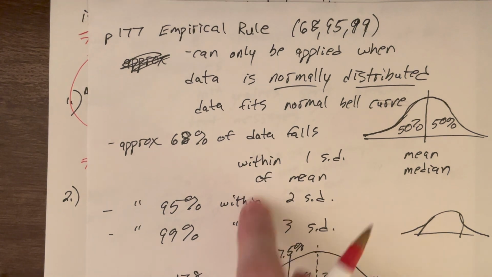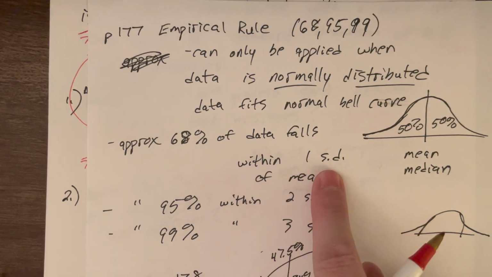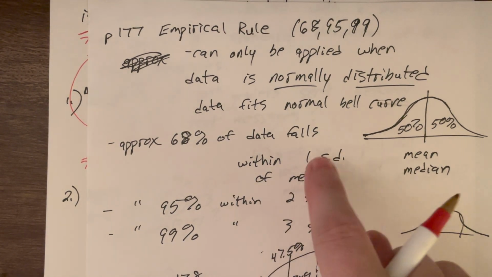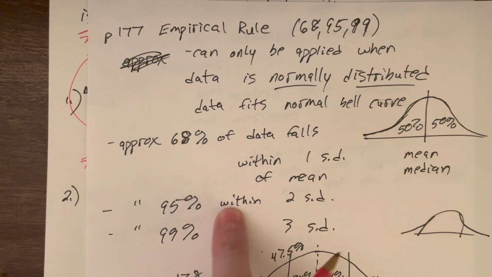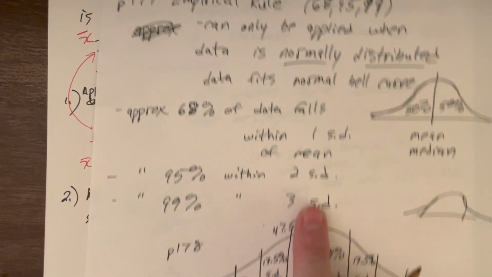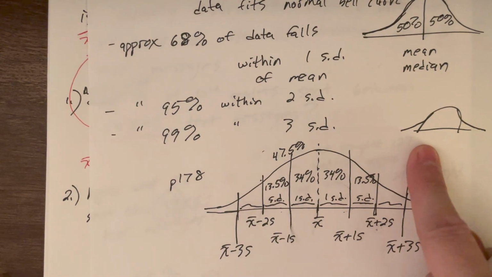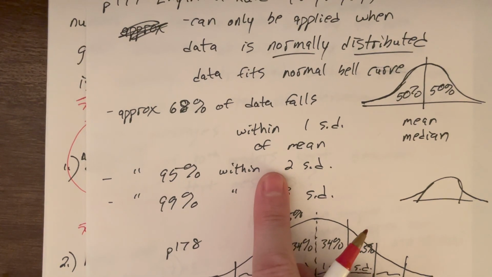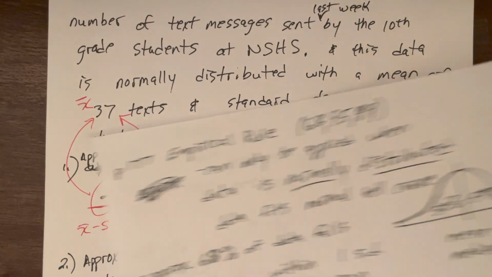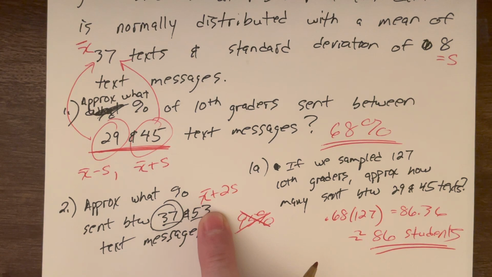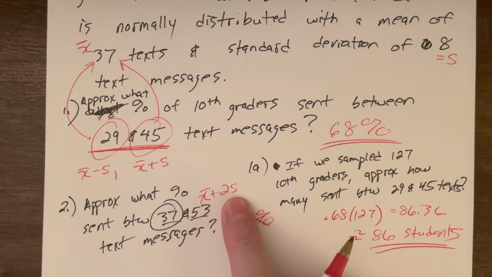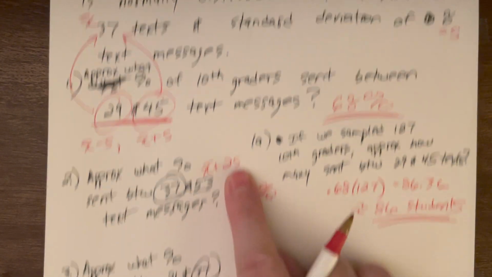Some people even make the note that within specifically means 1 below to 1 above. Within 2 standard deviations, 2 below to 2 above. Within 3 standard deviations, 3 below, 3 above. To make that very clear what it means to be within. This is not within 2 standard deviations. This is only 2 standard deviations above.